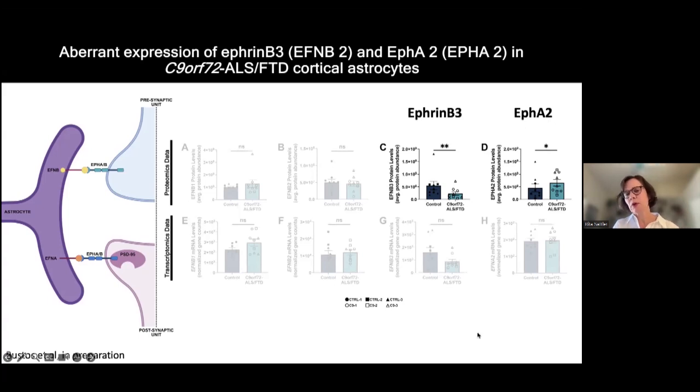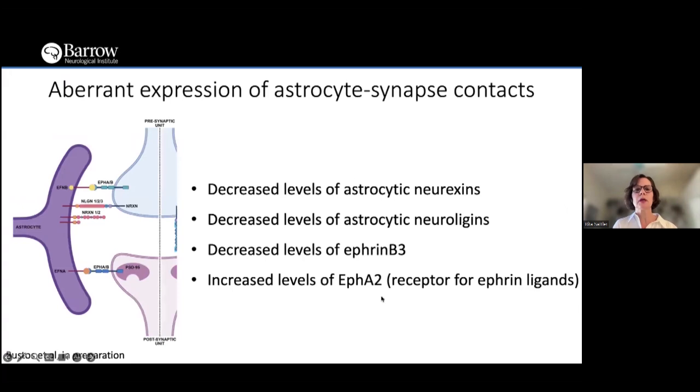One might speculate, and we have not followed up with these hits yet to really see what the cause and the reason for that is, but one might speculate that there could be overcompensation. If the ligand is missing, the receptor might actually try to overcompensate to look for its partner and just generate more. But this is just pure speculation, and we really don't know yet what's happening. So just to give you a summary on what happens in regards to astrocyte synapse contacts, we do see decreased levels of neurexins and neuroligands, in addition to decreased levels of ephrin B3, and we do see an increased level for ephrin A2, which is the receptor for the ephrin ligands.